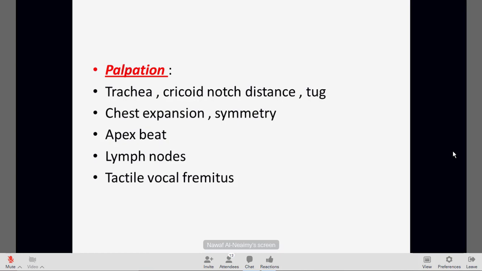Second, I have the cricoid notch distance, the distance between the cricoid cartilage and the suprasternal notch. We said if it's less than 3 finger breadth, it's consistent with hyperinflation. And the last is the tracheal tug, which is a rapid descent of the trachea on breathing and occurs again in hyperinflation of the lungs.